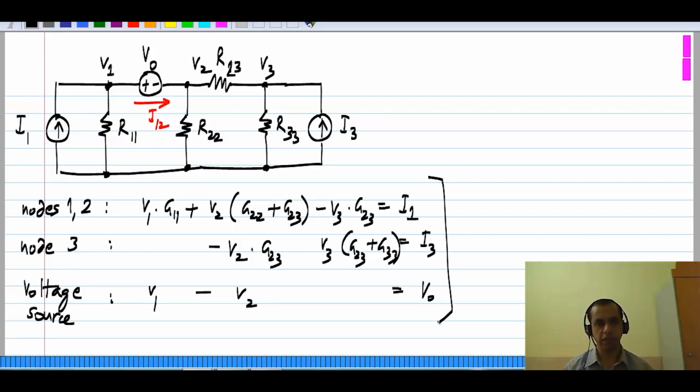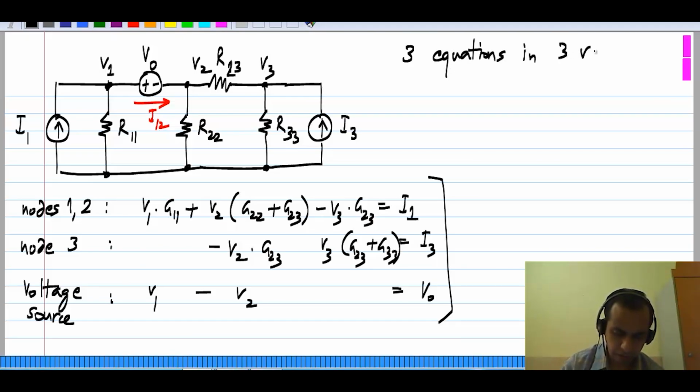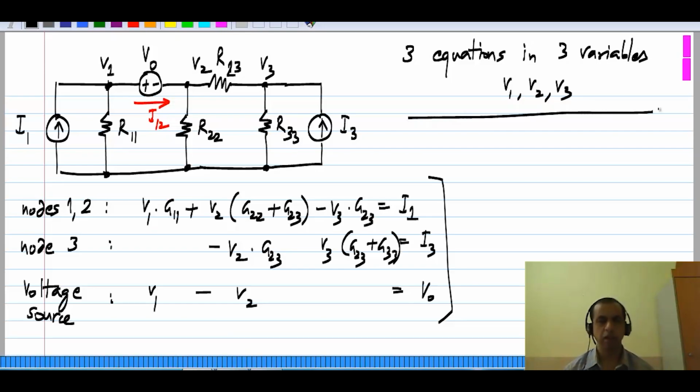We saw how to get three equations and three variables even when we have independent voltage sources in our circuit. The three variables are V1, V2 and V3, and I can solve for these three variables. Now this is fine. I took the equation for node 1 with an unknown current I12, and the equation for node 2 also has the same unknown current I12 but with opposite sign. We combined these two and eliminated that variable.